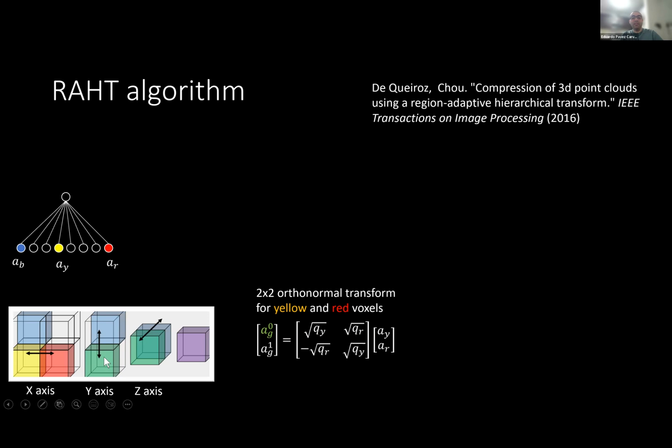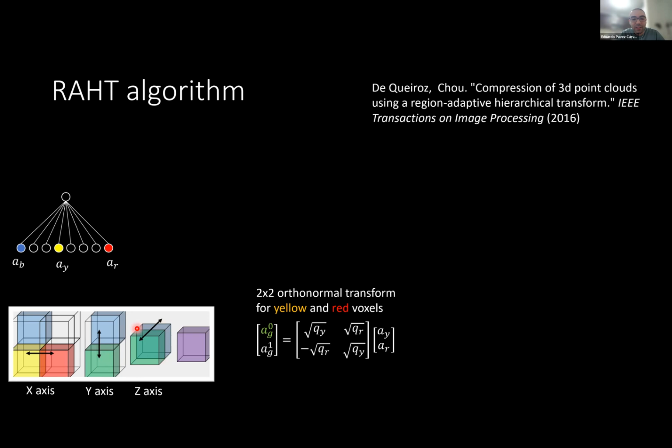Now, let me mention something about this Q value. These Q values represent the importance of each point. Some points are more important than others, and you will see in the next couple of slides why that is the case, but this is the general way of doing this. Here Q_Y and Q_R are the importances of points Y and R. Once you do this 2 by 2 orthogonal transform, you can do it along the Y axis, but because the green block and the blue block don't have neighbors in that direction, you just squeeze along the vertical direction and you end up with this.